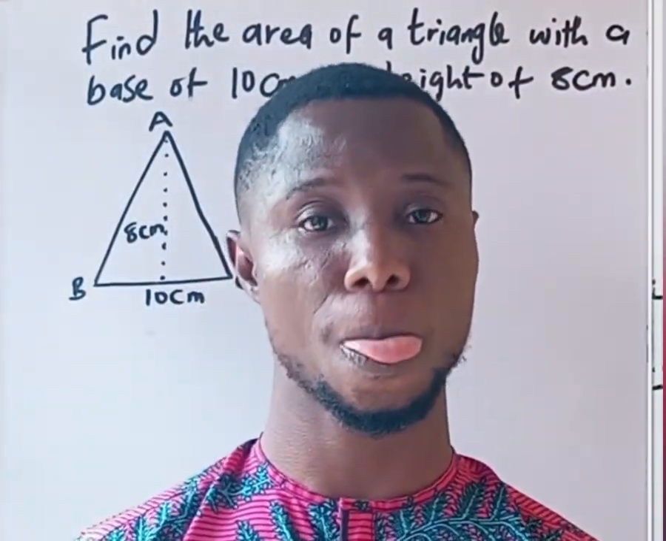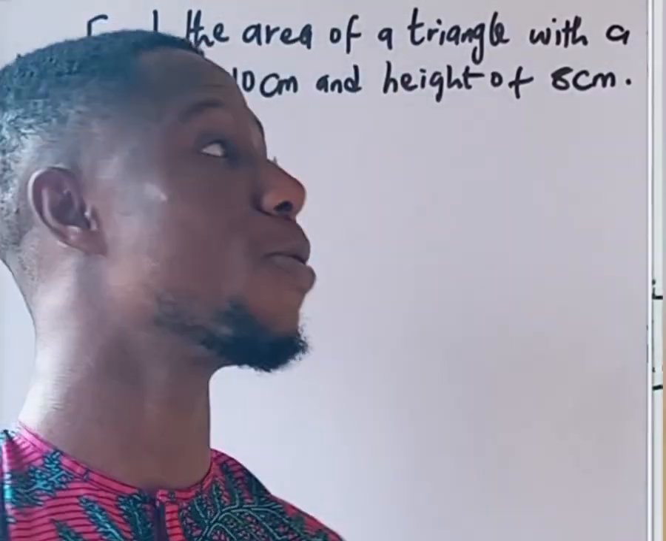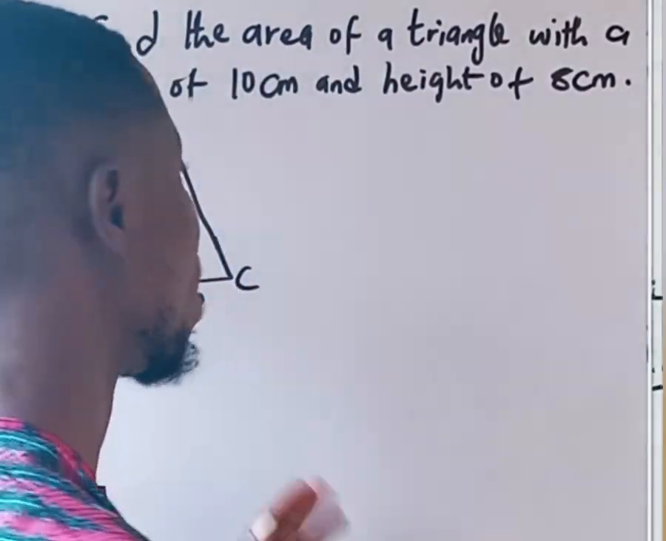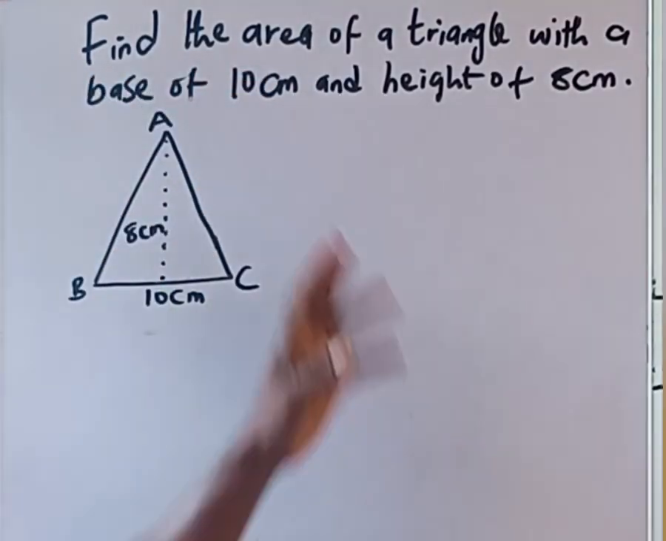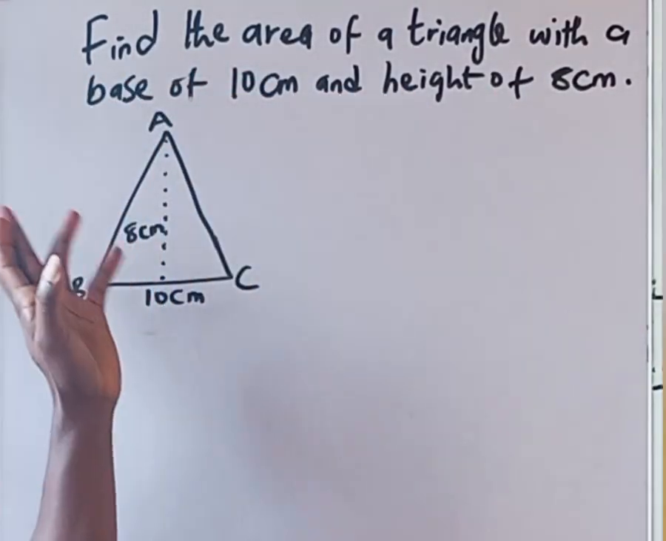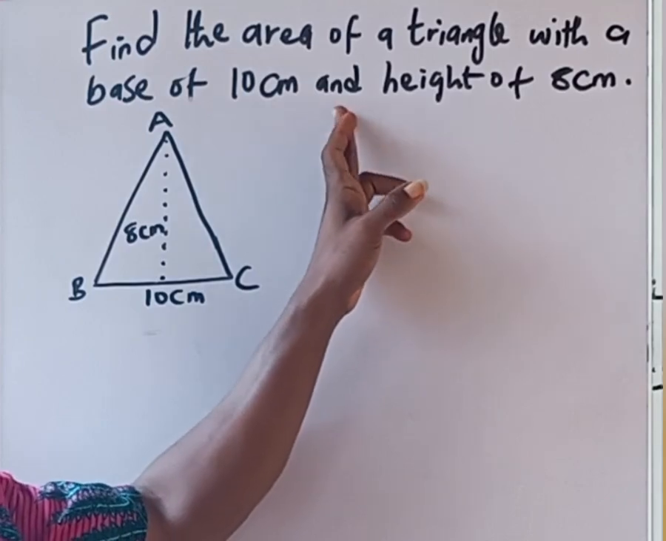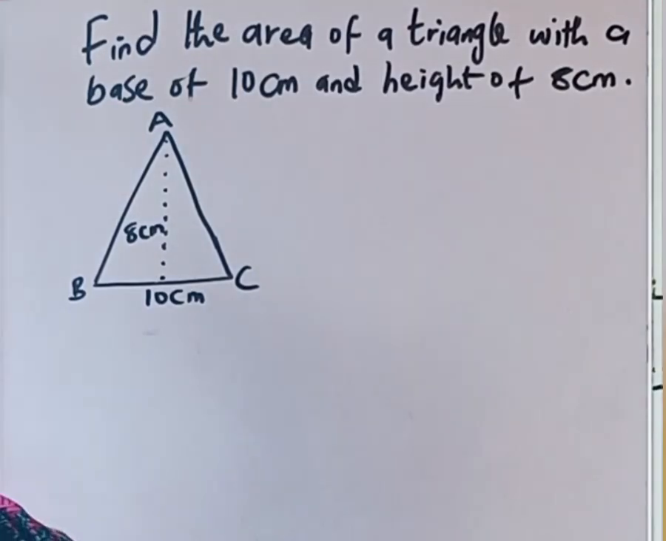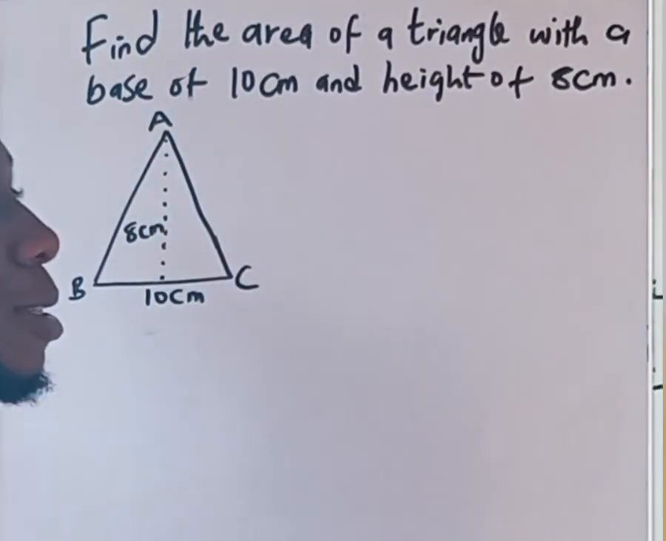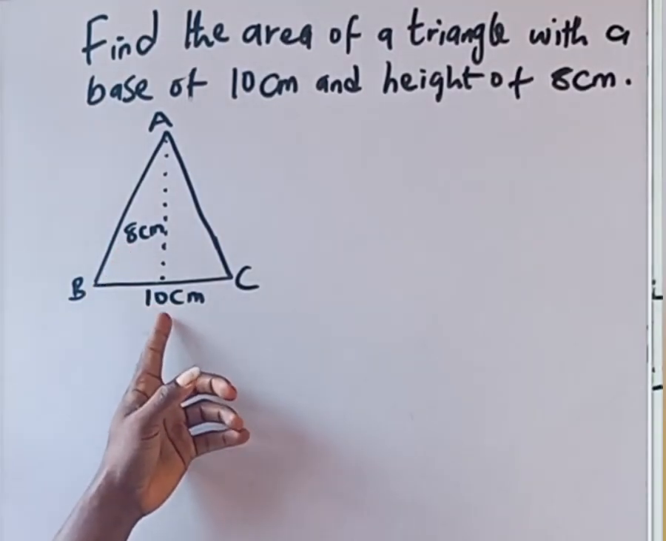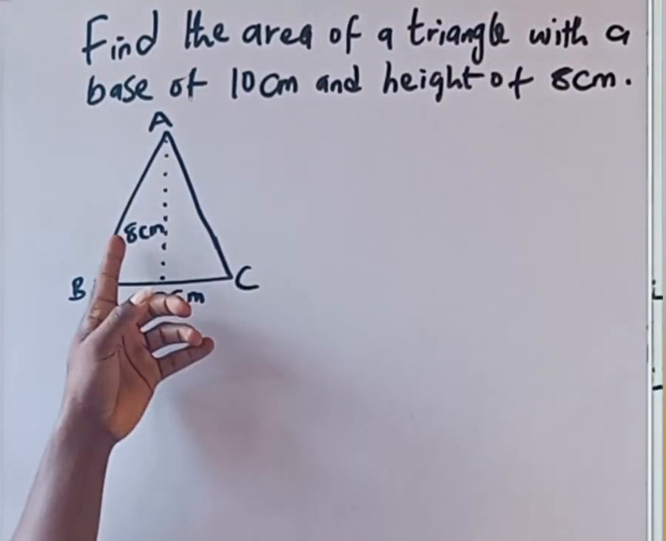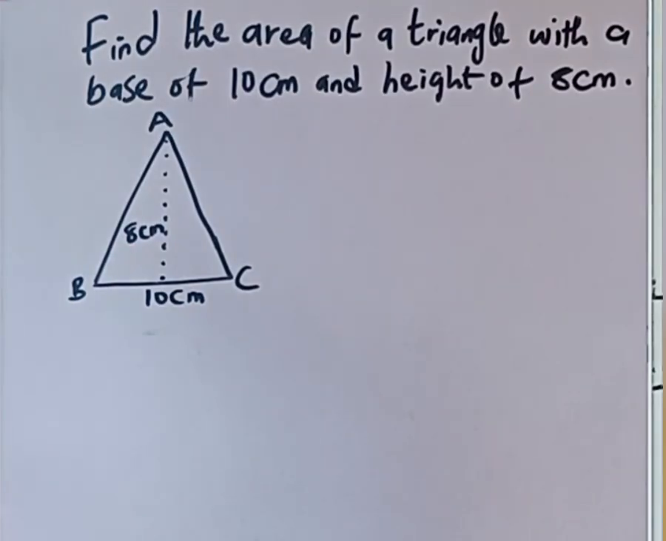I have a question on triangle. Question says, find the area of a triangle with a base of 10 centimeter and height of 8 centimeter. All right. So here is the triangle on the board. So we have the base, which is 10 centimeter, and the height 8 centimeter. So what is the area of a triangle? We are asked to find the area of a triangle.